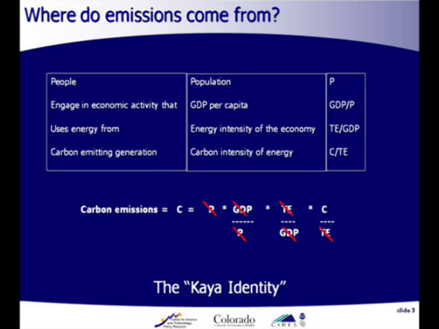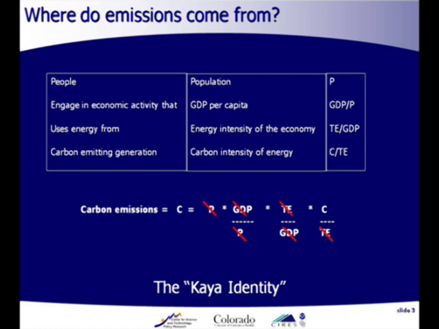It's related to a number of variables: population, wealth, which is expressed as GDP per capita, using energy. This is a term called energy intensity of the economy, which I'll define a little bit more precisely, and then carbon emitting generation, which is carbon intensity of energy. We can express these simply as variables. TE is total energy over GDP. GDP is economic activity. C over TE is carbon emitted per unit of energy. And this results in something that's called the Kaya identity.